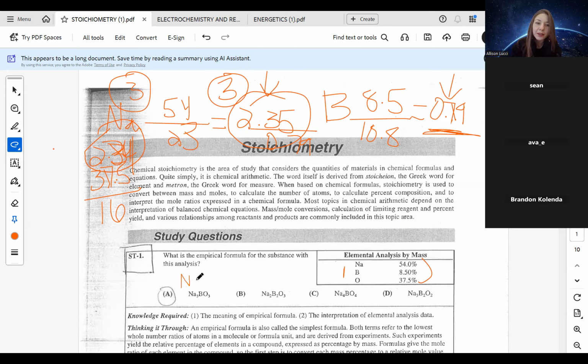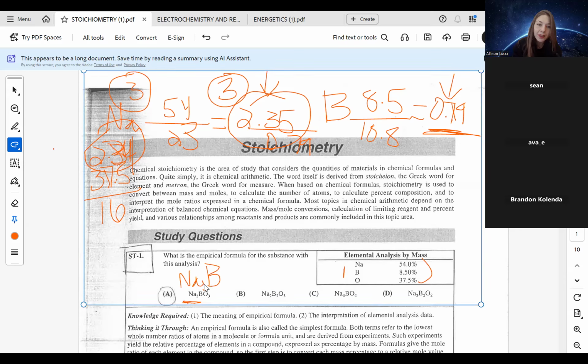So that's what I see here. I see sodium 3, and then I see 1 boron, right? And then we have 3 oxygens. All right, that was supposed to be a 3. So we see Na3BO3, and that's how you would determine this empirical formula.